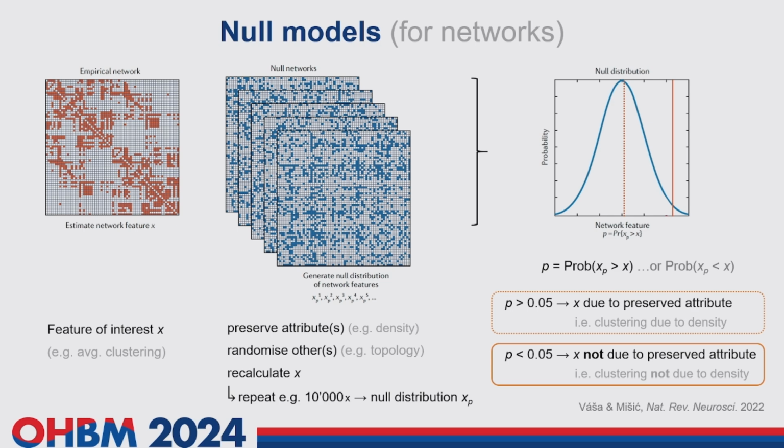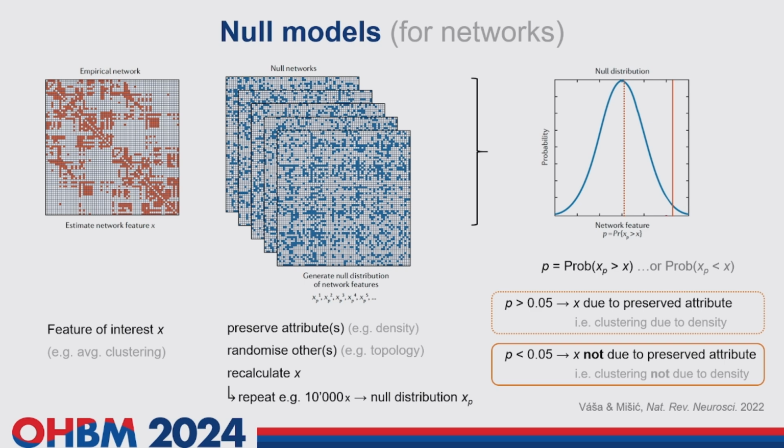And then the alternative hypothesis would be we will not reproduce that feature of interest in our null distribution, because it arises not as a function of the properties that were preserved, but of the properties that were randomized. I don't know if that was your question, though.